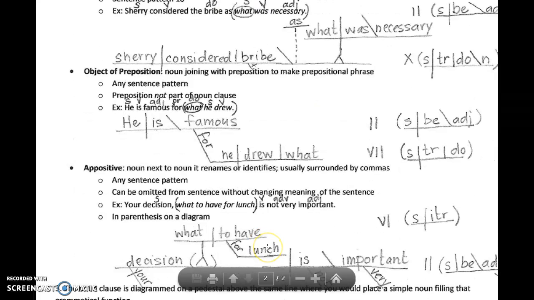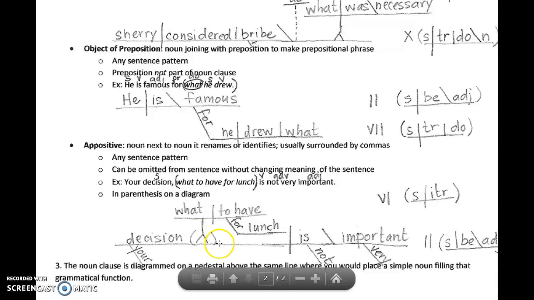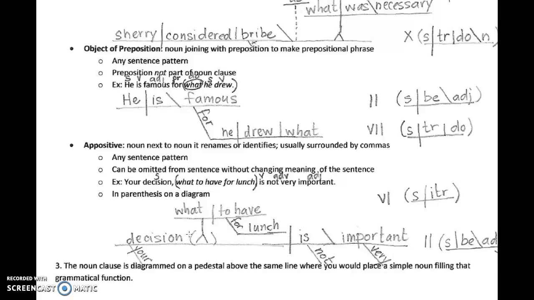And it can be an appositive, which we haven't really talked about yet. An appositive is just a phrase that follows a noun, and it's just clarifying. It goes in parentheses because it's not a necessary part of the sentence. And that's an easy way to remember appositives. Usually they are enclosed by commas, and you could take it out of the sentence and it would still make sense. Your decision is not very important. The appositive doesn't have to be there. It's just giving us extra information.